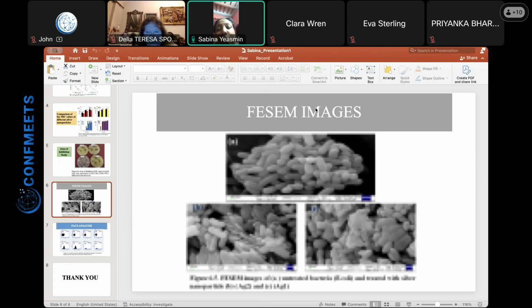Here we have done only one type of cell, we have taken only E. coli strain. We have not taken Staph aureus strain because it is very difficult to treat Staph aureus in our lab. So we have taken E. coli strain, so we can kill them easily. And we can tell that the bacteria get killed by our silver nanoparticles.